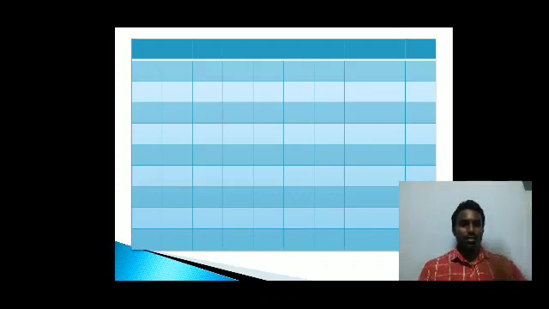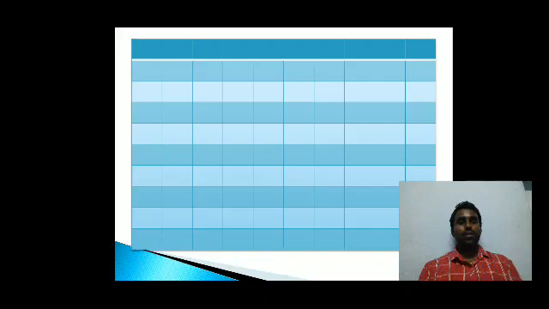Okay, I'll help you. 1 2 3 4 5 6 7 8 9 10. In one row, sorry, one column, there are 10 boxes. So here in one row, how many small boxes are there? Just find. Totally there are 100 small boxes.